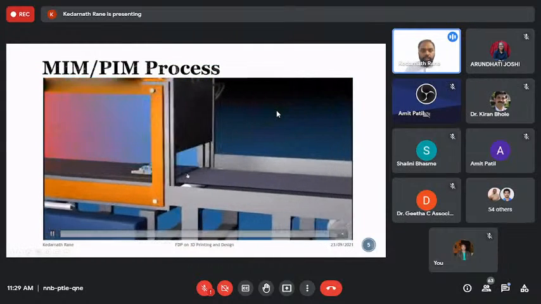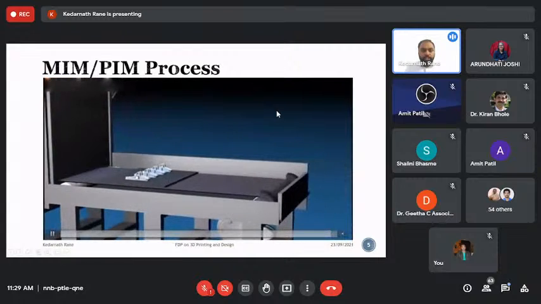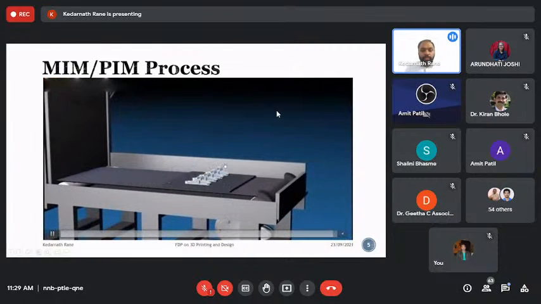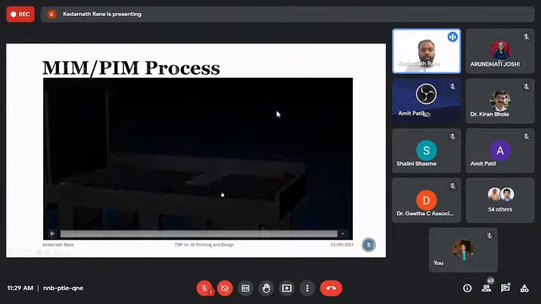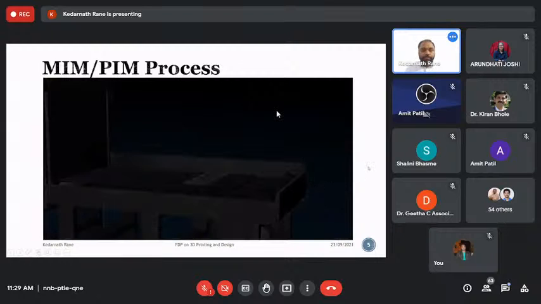So here we are going to take the part out, so it is getting cooled. If post-processing is required, you can do post-processing, or you can use the part as it is for our needs. This is about the process steps and a brief animation for your introduction.